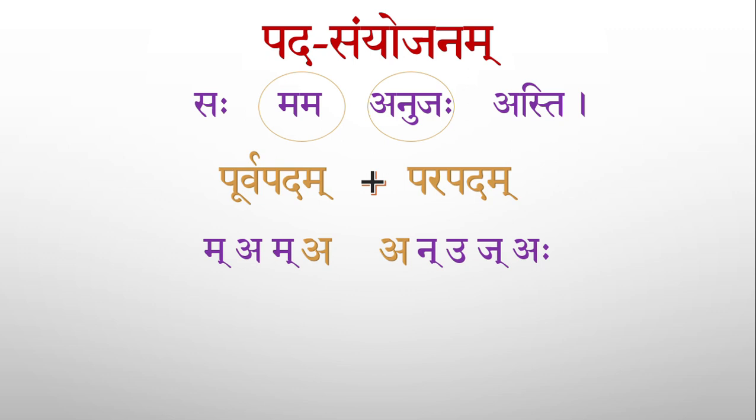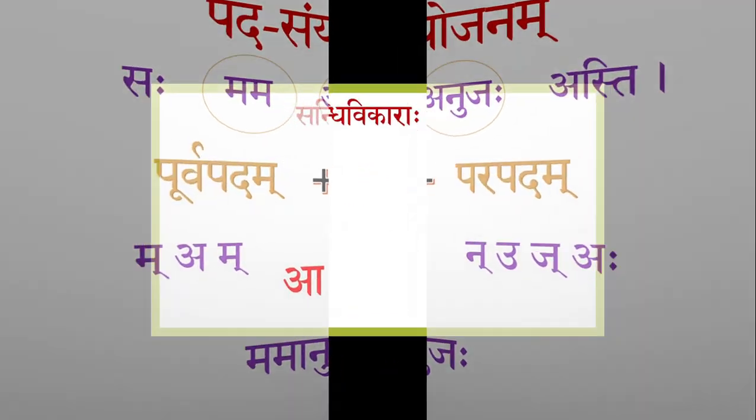Observe carefully. I have removed A and A, that is, the A from the last letter of the Purvapadam and the A from the first letter of the Parapadam, and brought A instead. I repeat, I have removed the last letter of the Purvapadam and the first letter of the Parapadam, which happen to be A and A in our case, and I have brought A instead. How can I do this? The entire word has become Mamanujaha right now. So let's see how we can do this.